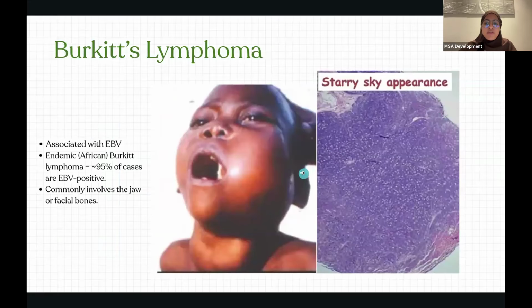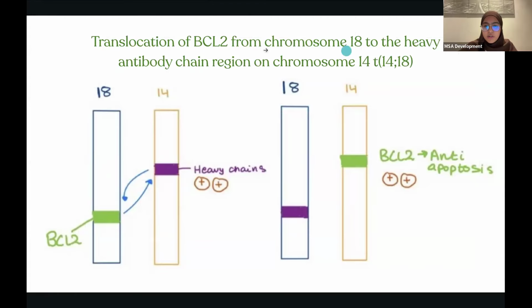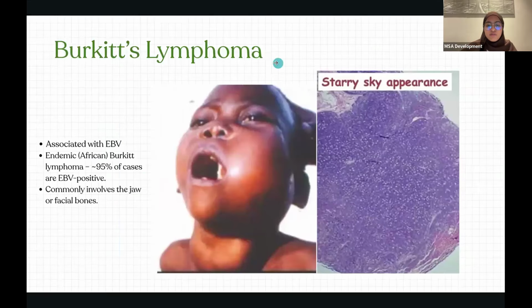Burkitt's lymphoma is very, very high yield. It's mentioned a lot in your past papers. Oh, by the way, I put this in green text because it was in the past papers. Burkitt's lymphoma is associated with EBV, or at least the endemic Burkitt's lymphoma, the African one. It commonly involves the jaw and the facial bones. And when you see it microscopically, it has a starry sky appearance. This is very, very important and very high yield.